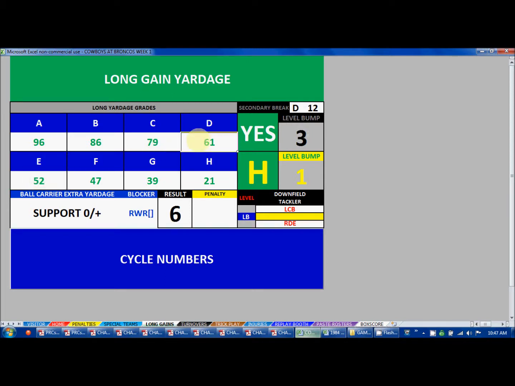So it kind of adds layers to long gains and makes it pretty fun, kind of adds some drama to it, etc. When this calls for a blocker, this tells you who the blocker is. If the ball carrier is the same player as listed here in the blocking section, you just use the opposite.